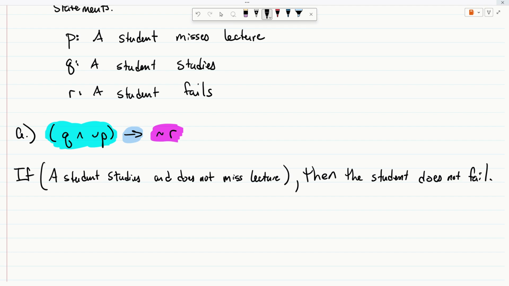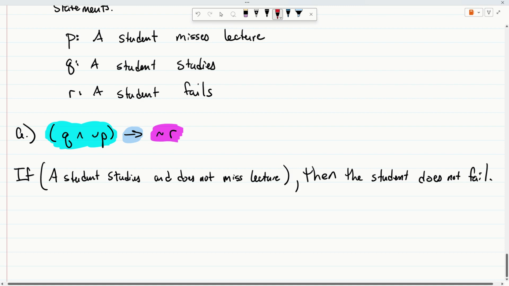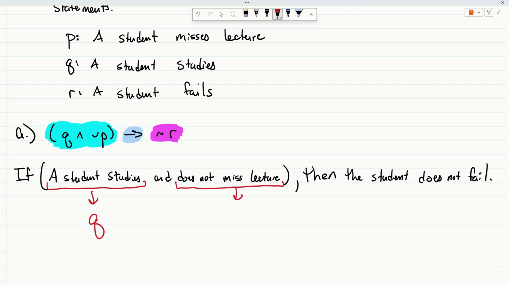So that's a pretty strong statement if you think about it. The reason why I left it in parentheses is because I want you to see that this right here, and I'm going to highlight everything: the student studies, there's your Q. Does not miss lecture, there's your not P. Now you have the word and, which is the conjunction of these two simple statements. With our if out front, comma, then the student does not fail. There's our not R.